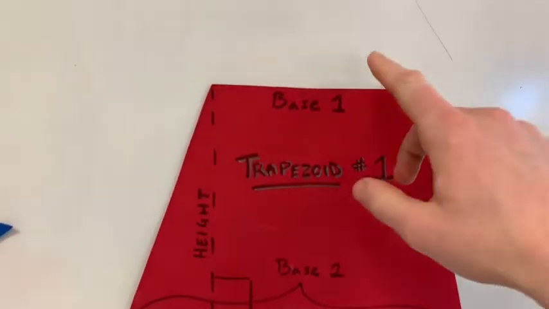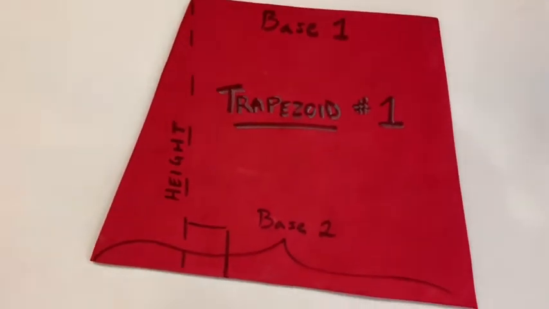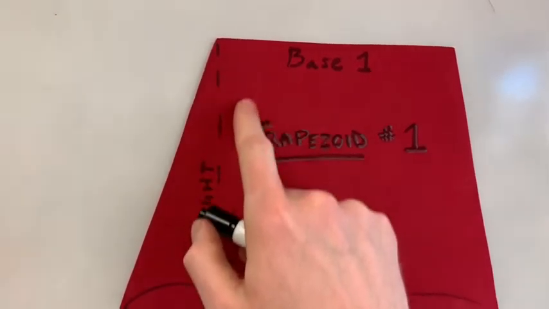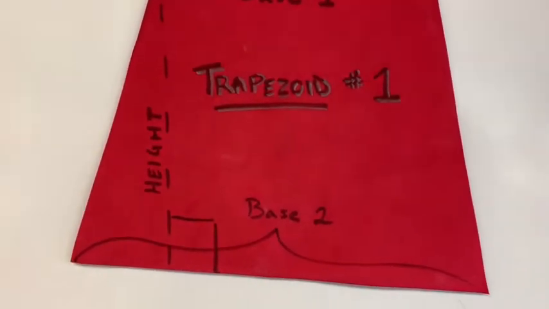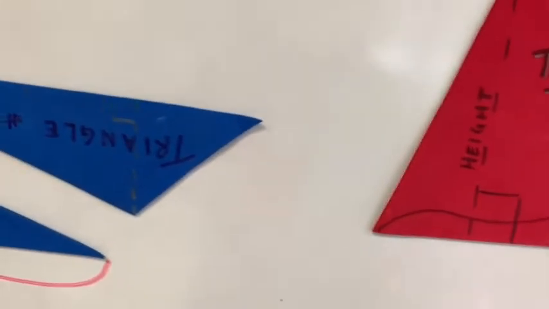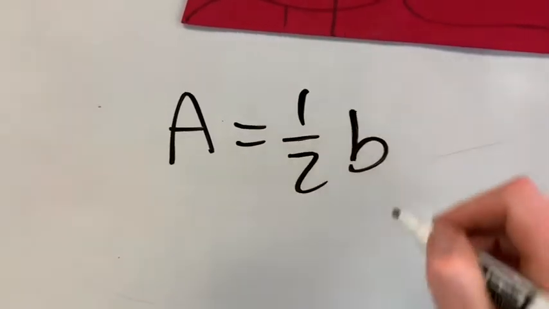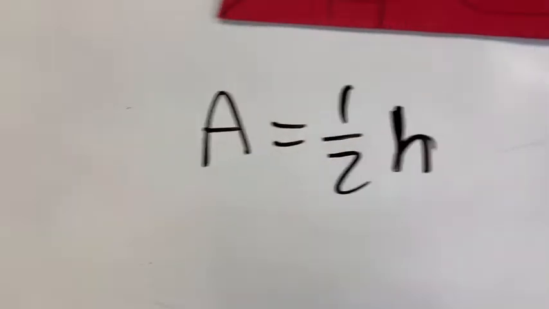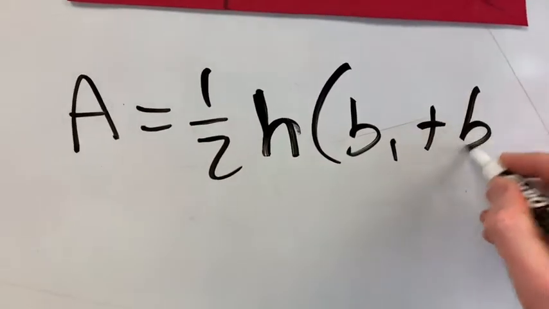So up here I have a trapezoid. I have my base 1 and my base 2 labeled. Okay, I also have a height, and the height is perpendicular. It's really perpendicular to both bases. All right. Now, the formula is area equals 1/2 of the height, 1/2 of the height times the two bases added together.